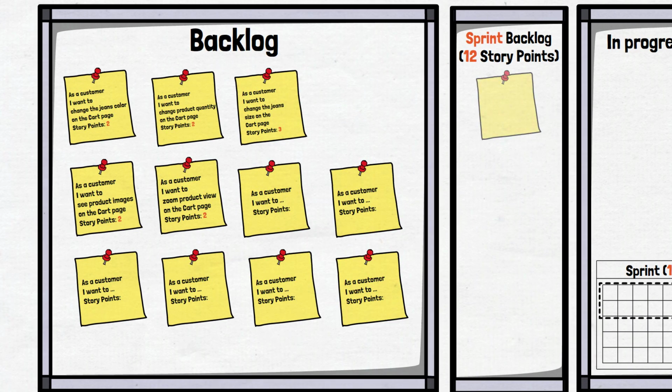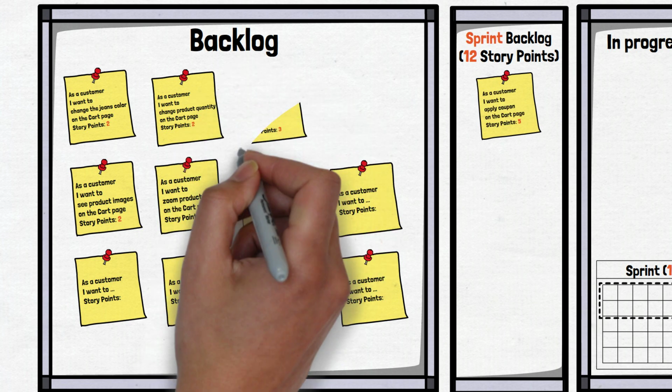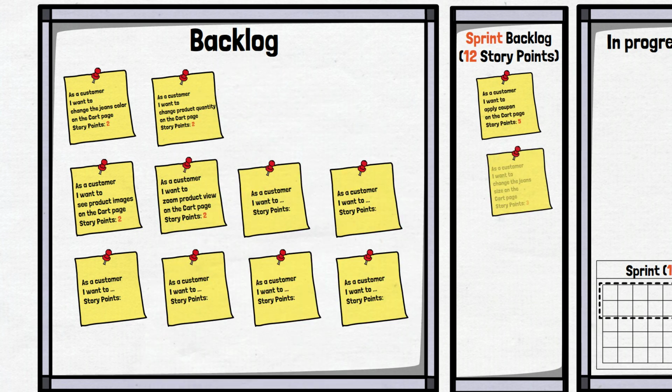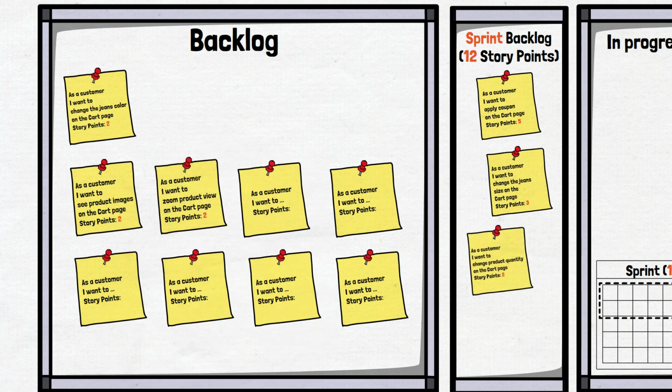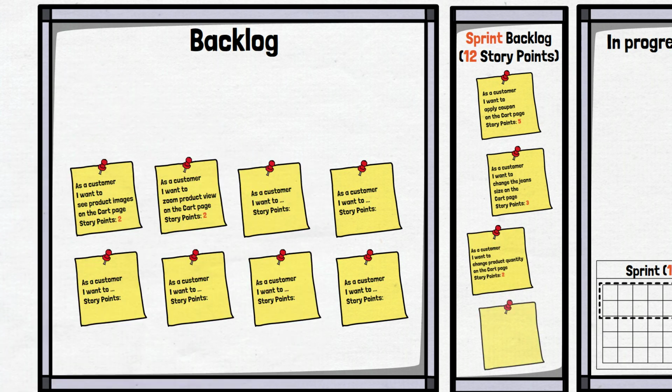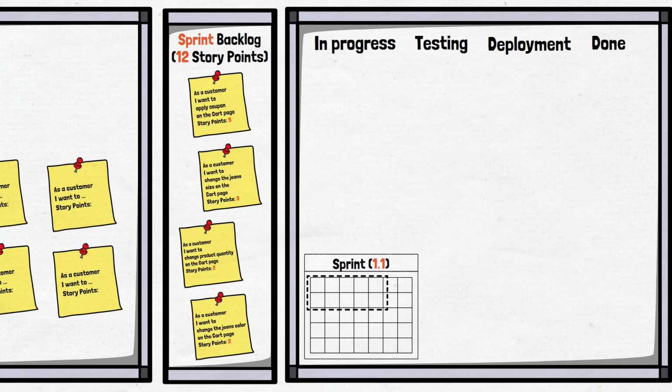This means that at the meeting called sprint planning, the team will choose user stories to work on in the next sprint, and has a velocity limit of 12 story points. Accordingly, the team planned to develop 4 user stories in total. 1 user story of 5 story points, 1 user story of 3 story points, and 2 user stories of 2 story points each. Now that the sprint backlog is formed, the sprint begins.